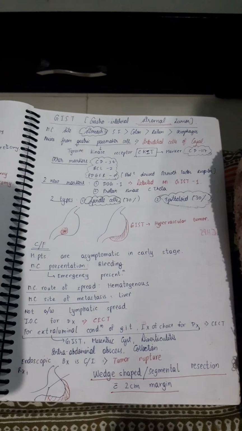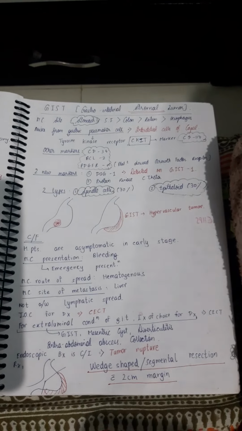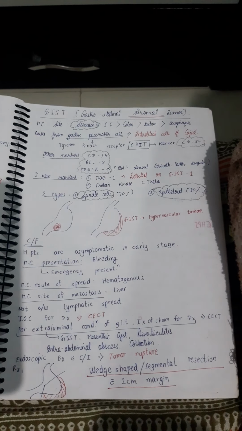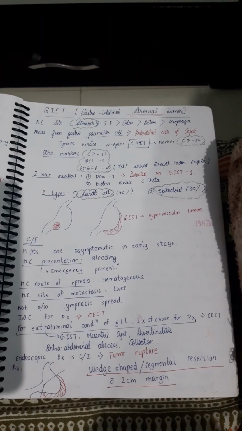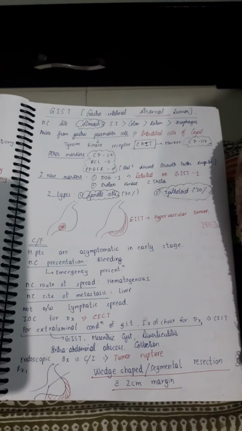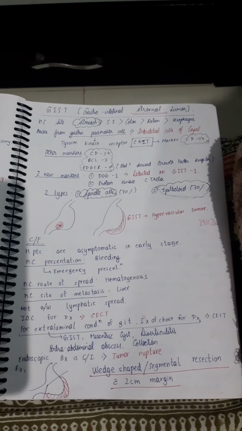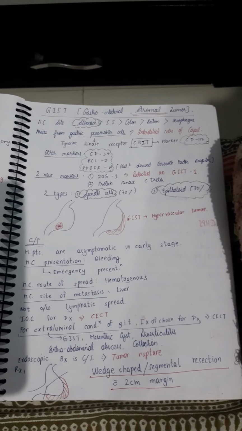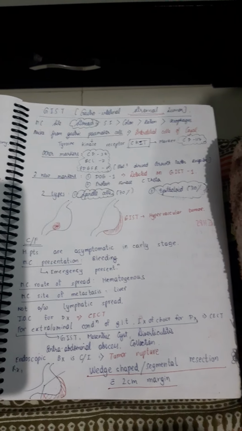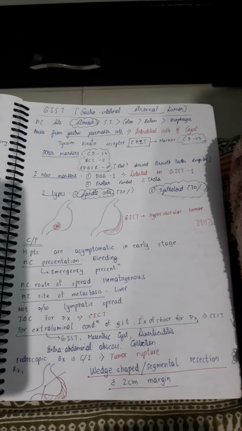Investigation of choice for diagnosis is CECT, contrast enhanced CT scan. For any extraluminal condition of GIT, for example GIST, mesenteric cyst, diverticulitis, intra-abdominal abscess collection, for all this the investigation of choice for diagnosis is CECT.